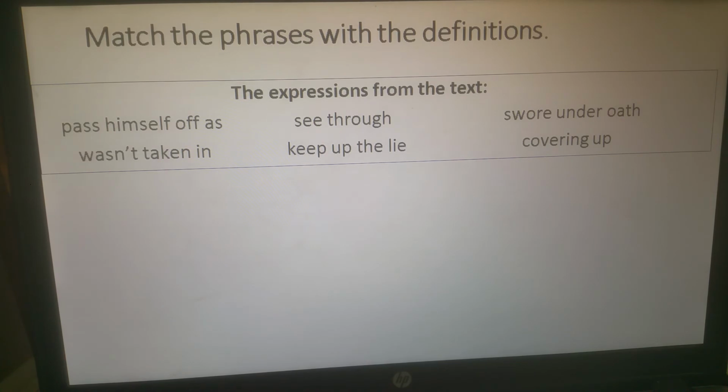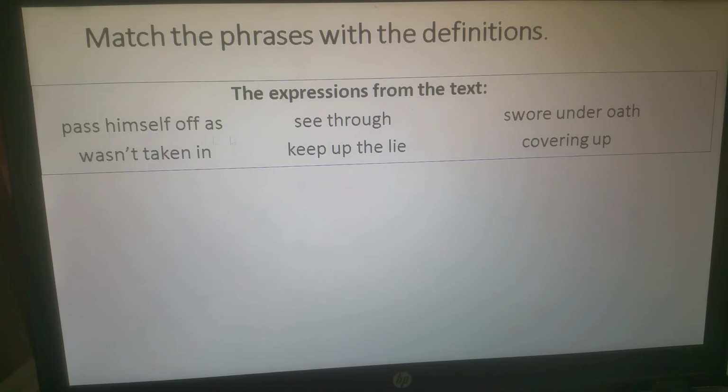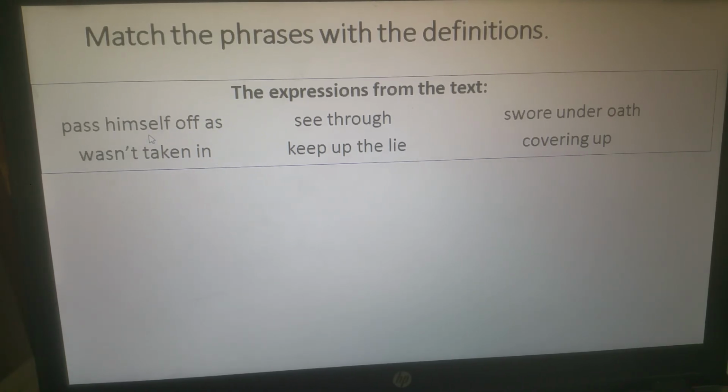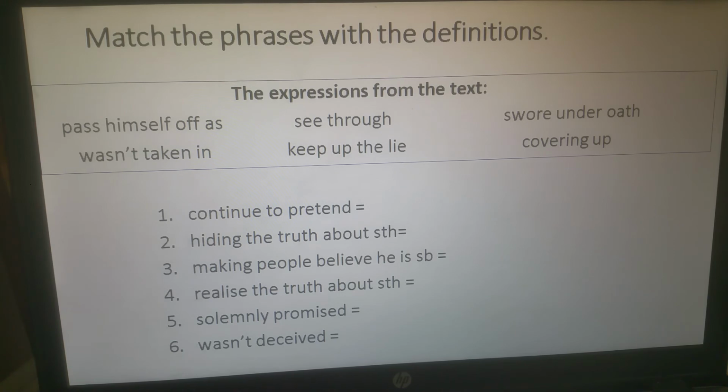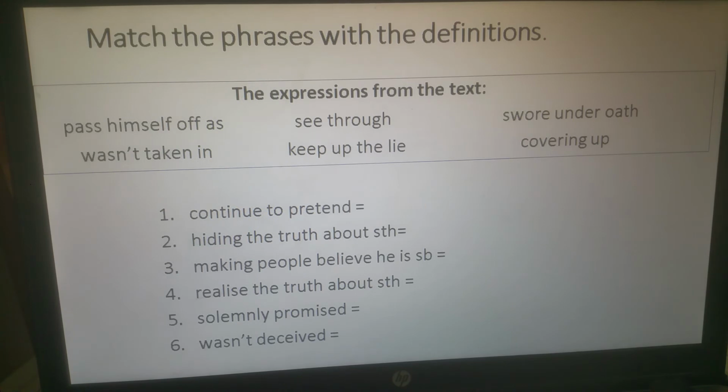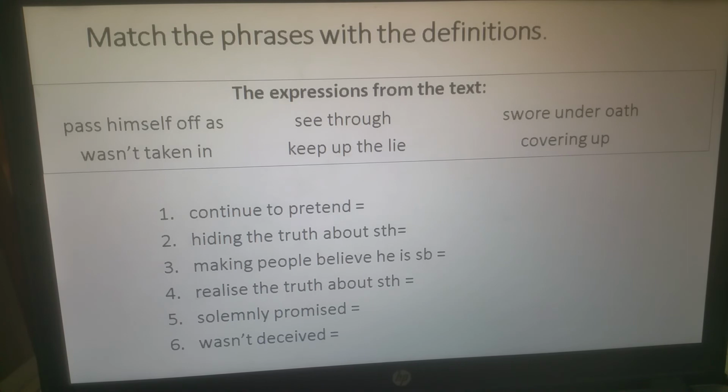And the other exercise that has to do with the vocabulary, we have these new expressions from the text. Pass himself off as, see through, swore under oath, wasn't taken in, keep up the lie, covering up. These are the meanings of these new expressions. We always say in the class as well that it's not necessary for you to know every single one and to do them one by one. You can do first the ones that you feel that you know better, and then continue with the rest that you are not that certain.